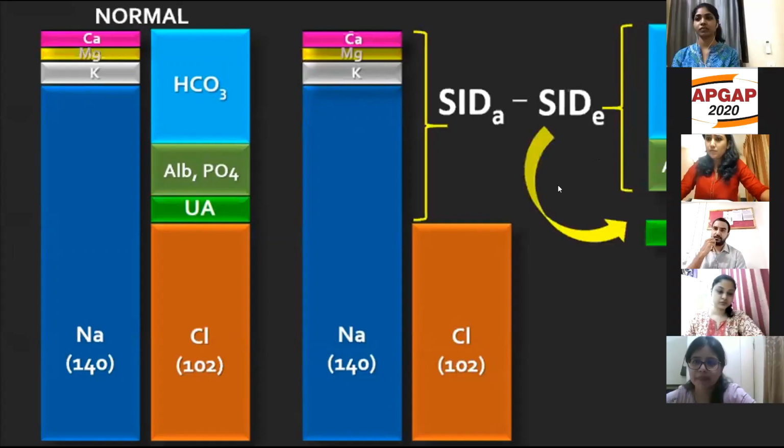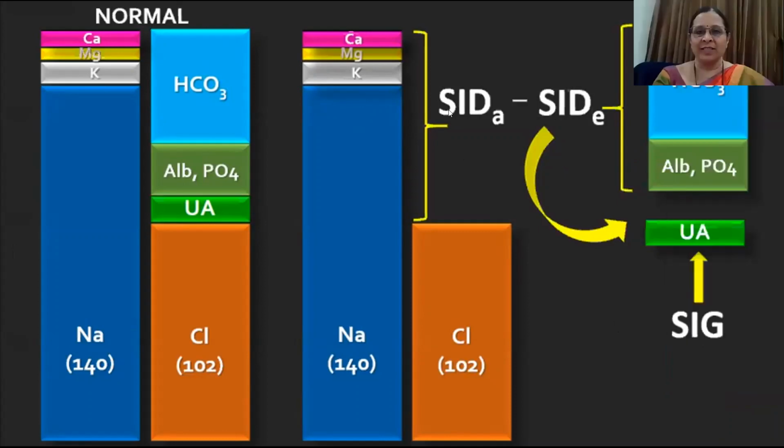However, if there are unidentified or unmeasured anions in larger quantity, then there is going to be a difference between the two. The difference between the SID apparent and SID effective is also called strong ion gap. That is called SIG. That was SID, this is SIG. Normally this must be 0. You don't want unmeasured anions, like lactate, sulfate, ketones and all that. That shouldn't be there, so it should be 0.